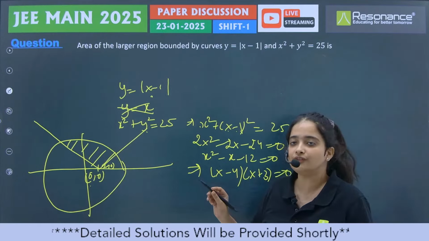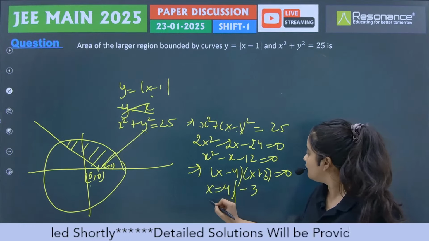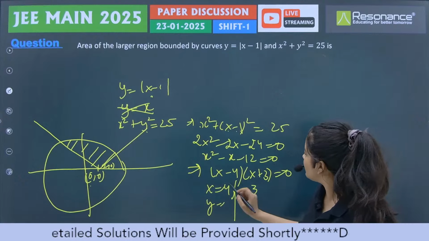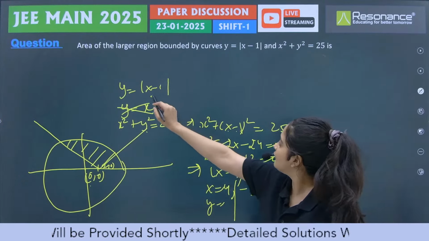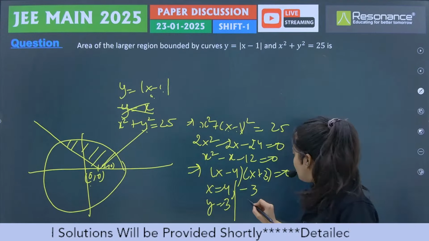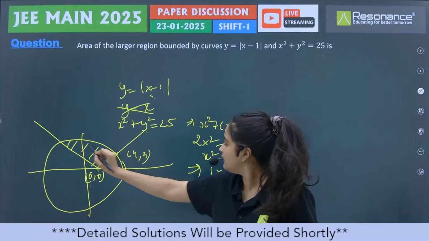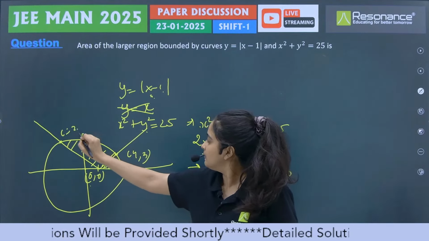So what are the roots of this equation? X equals 4 and minus 3. What will be the value of y? If I put x equals 4, I am going to get y equals 4 minus 1, 3. X equals minus 3, y equals 4. So these points are (4,3) and (minus 3, 4).